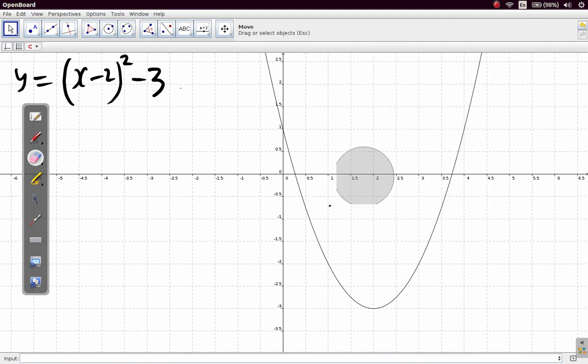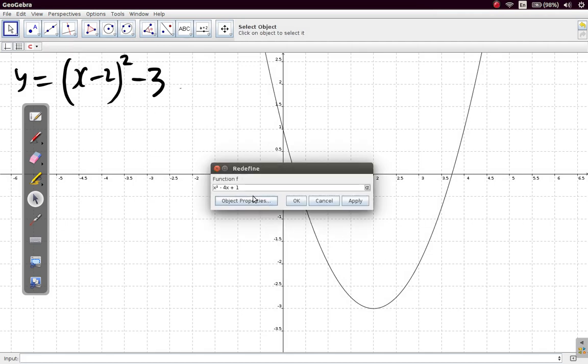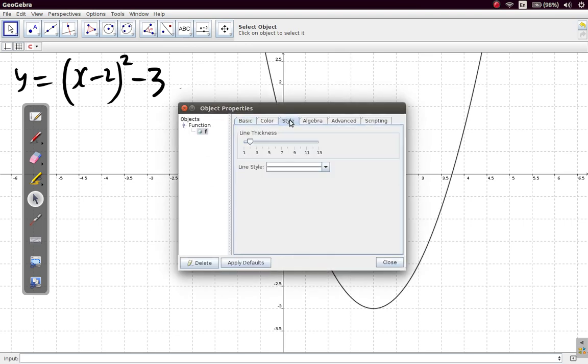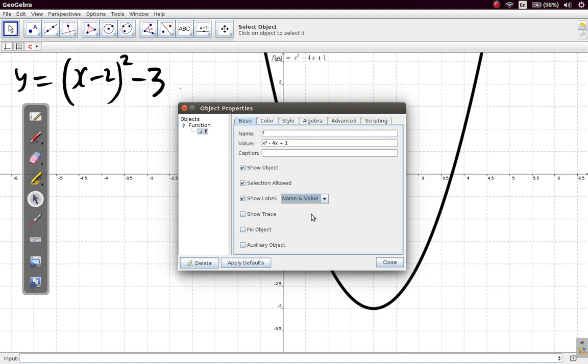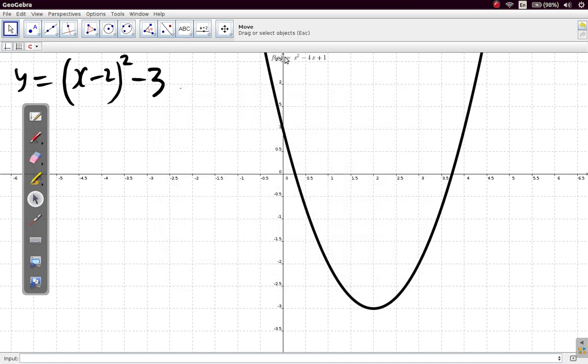Good. Now what we'll do now is examine this particular graph here and see how it relates to x minus 2 squared minus 3. Let me make it thicker than it is now. Okay, and I'll show the labels on the graph. So the label says f of x equals x squared minus 4x plus 1, which is the same as x minus 2 squared minus 3.